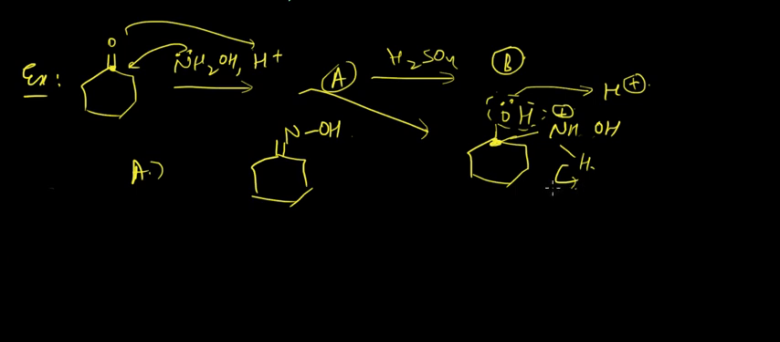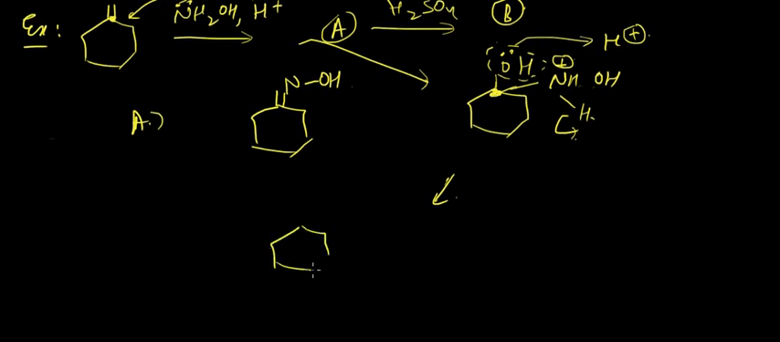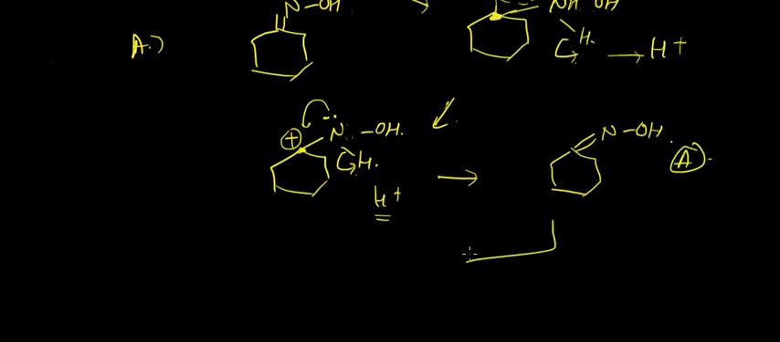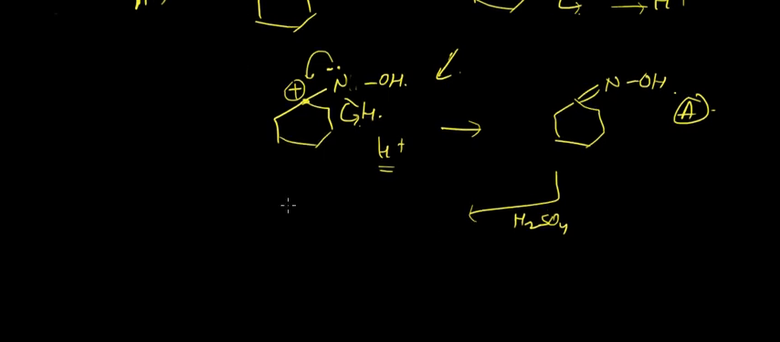In the next step we will get something like, again positive charge here, NHOH. Again it will donate its lone pair to the carbon atom, the carbocation, and this group would be leaving as H plus. This will also be leaving as H plus, and finally we will have something like a ketoxime. This will be product A, and this on reaction with H2SO4 should result in a secondary amide.